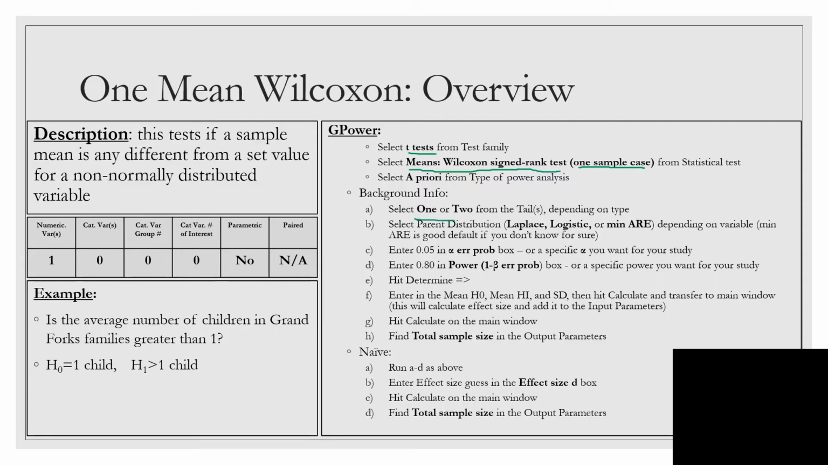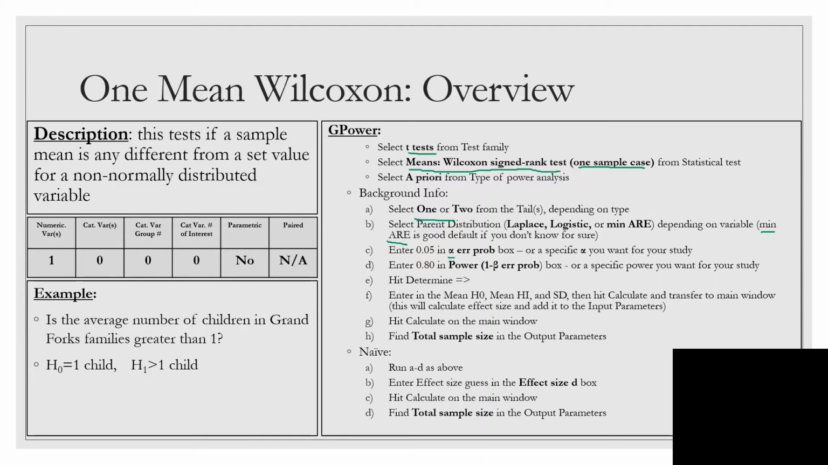You'll select tails, but now, since it's non-parametric, you have to select a parent distribution. There's Laplace, logistic, or min ARE. It really depends on the variable. I will select the min-ARE as my default if I really don't know the distribution. It's the weakest, so it's the most conservative. It'll usually give you the highest sample size number, so you can be sure you cover it.